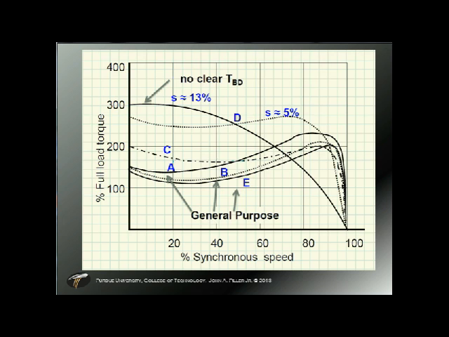We're looking at a percent of full load torque versus the percent of synchronous speed. Here's startup torque. Coming up here is our breakdown torque. And then final running torque right here. Remember, we are a percentage of synchronous speed. If we ran at 100% synchronous speed, our rotor wouldn't be capable of doing what we need it to do.